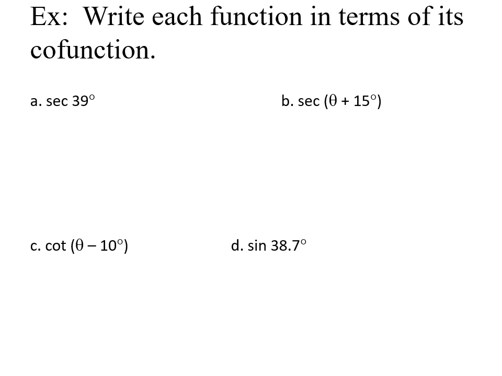So if it says to write each function in terms of its cofunction, if I have secant of 39 degrees, that would be the same thing as cosecant of 90 minus 39. Or if you just subtract it, 90 minus 39 is 51 degrees. And that would be the same number if you typed it in the calculator. Secant 39 and cosecant 51 would be the same number.